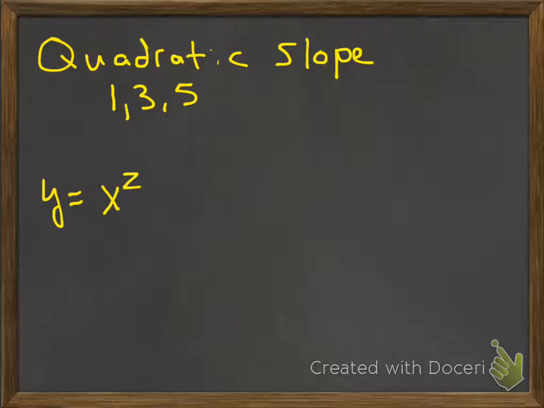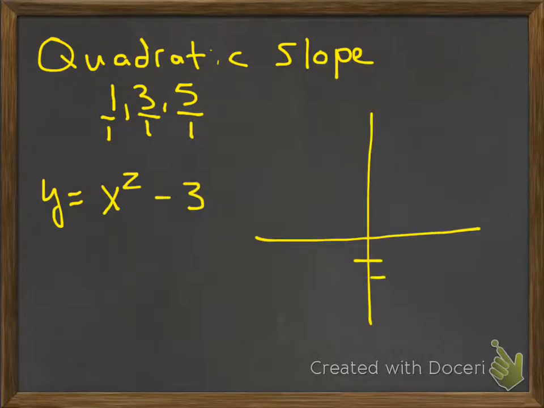Let's talk about how to graph manually. I'm going to talk about how we can do this with what is called a quadratic slope. Quadratic slope says that from the vertex, you could go up 1 and over 1, up 3 and over 1, up 5 and over 1. From each point. For example, let's take this one. There's my vertex, 0, negative 3. I know that because this number tells me to shift down from here, down 3.